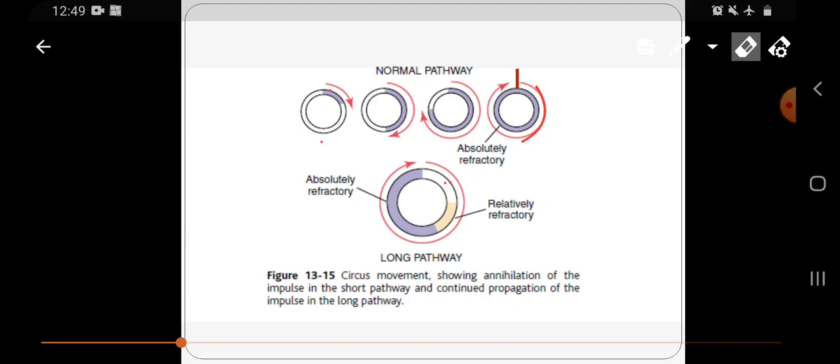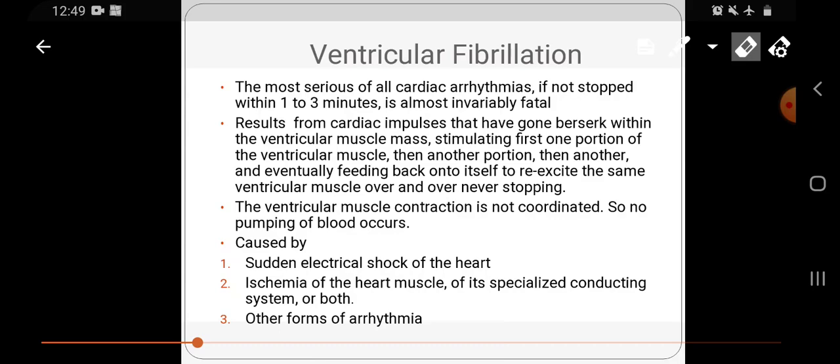So what is the phenomenon of re-entry? The depolarization wave does not die out as it should. It continues to stimulate the cardiac muscle over and over again. Now this phenomenon of re-entry is dangerous because it can lead to ventricular fibrillation. Ventricular fibrillation is one of the most serious of all cardiac arrhythmias. Okay, this is a deadly form of cardiac arrhythmia. If it is not stopped within 1 to 3 minutes, it might lead to death.